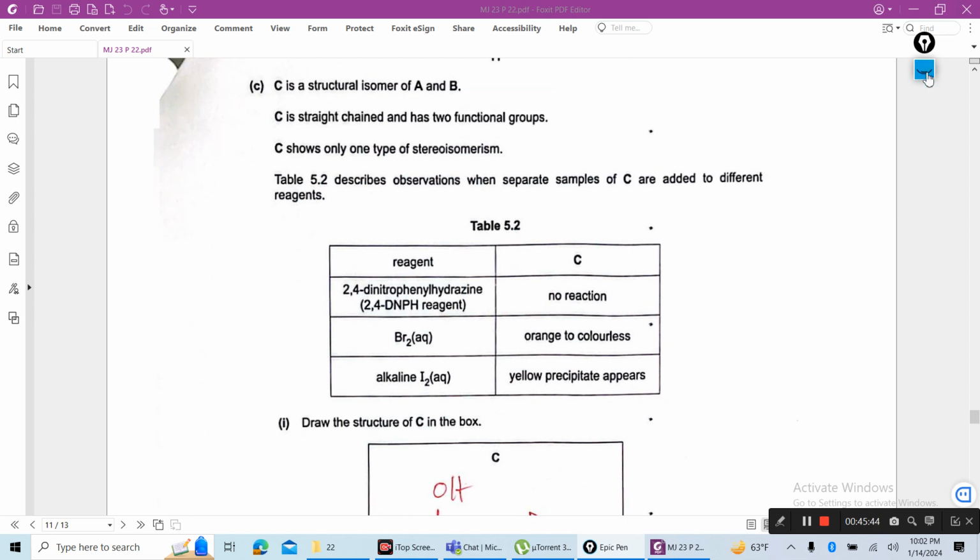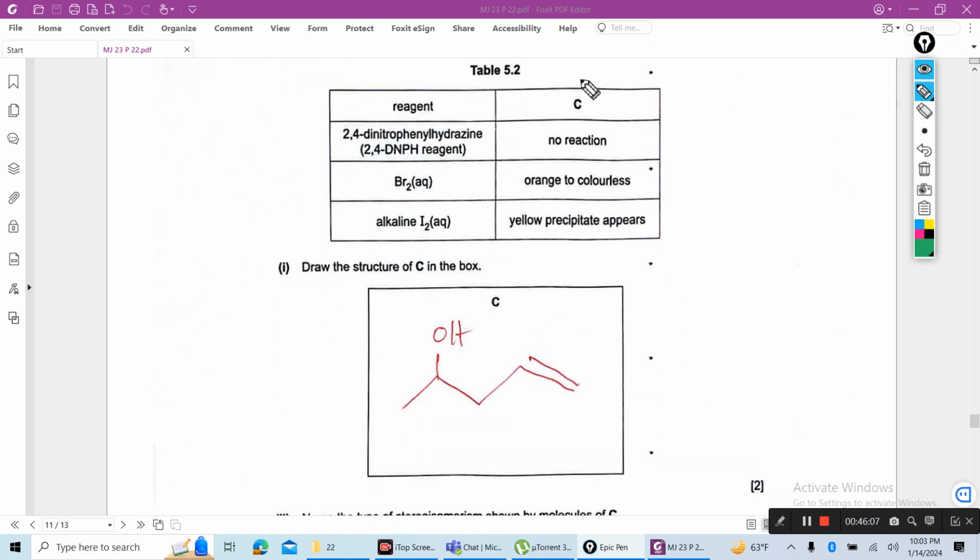Now, next question. C is a structural isomer of A and B. C is a straight chain and has two functional groups. C shows only one type of stereoisomerism. There are some reagents for C. Here, 2,4-dinitrophenylhydrazine, no reaction. That means it is not an aldehyde, not a ketone, it has no carbonyl group.